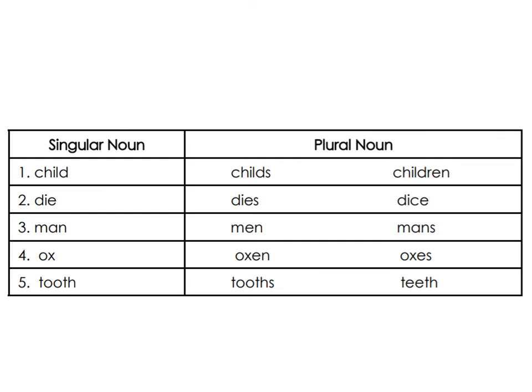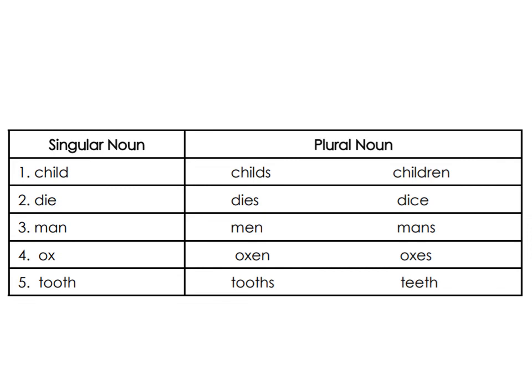So, in your notebook, just write 1, 2, 3, 4, 5. No need to copy it all. Just choose the word, the plural noun of these irregular nouns. Okay? Now, let's answer number 1. Child. What could be the plural noun? Is it childs or children?